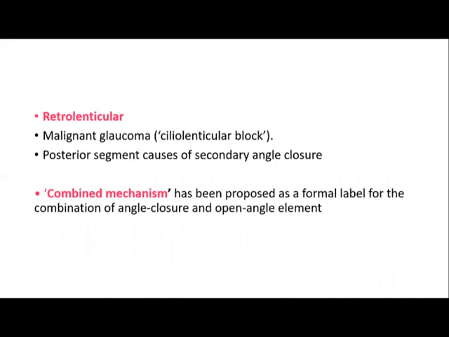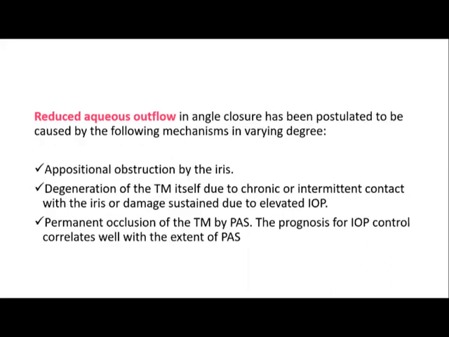The combined mechanism has been proposed as a formal label for the combination of angle closure and an open angle element. Next is reduced aqueous outflow in angle closure, which has been postulated to be caused by the following mechanisms. One is appositional obstruction by the iris. Next, degeneration of the trabecular meshwork itself due to chronic or intermittent contact with the iris, or damage sustained due to the elevated IOP. Next, permanent occlusion of the trabecular meshwork by peripheral anterior synechiae. The prognosis for IOP control correlates well with the extent of peripheral anterior synechiae.